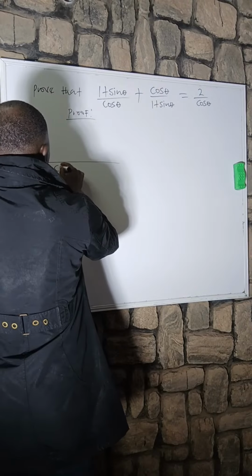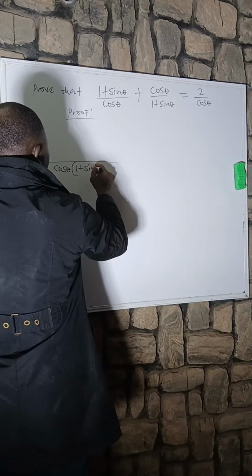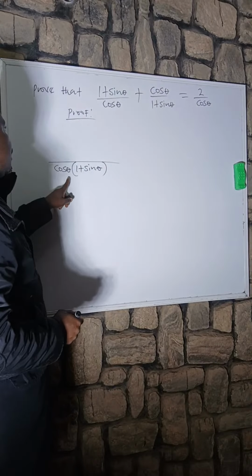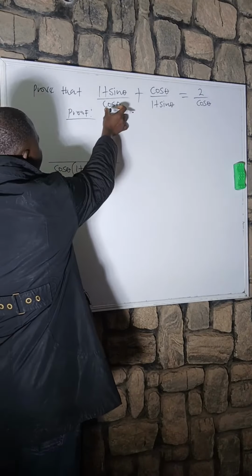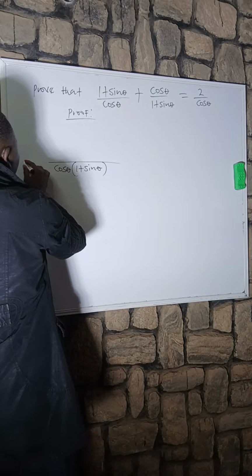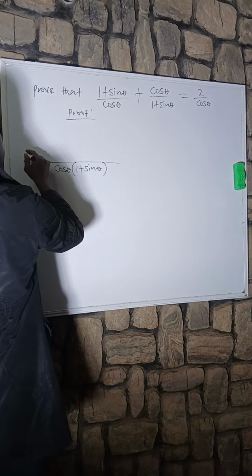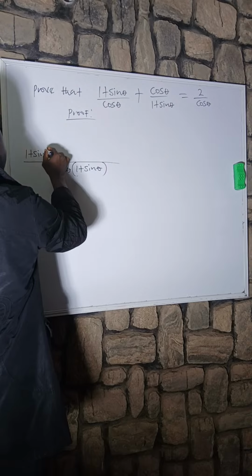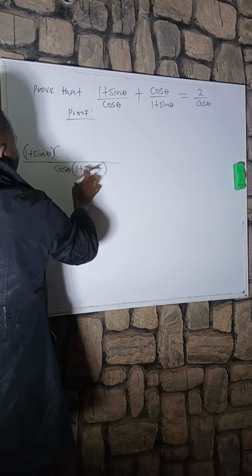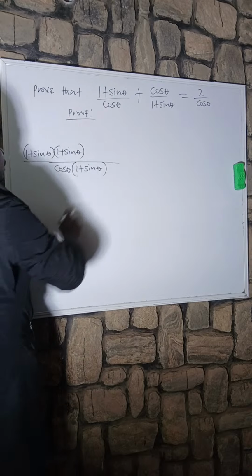Cos theta, open bracket 1 plus sine theta. This is how you are going to consider the LCM. So this is coming to divide this, and this will cancel. Remember this, two of us. So you use this to multiply. It means we are going to have 1 plus sine theta in brackets times 1 plus sine theta close bracket.